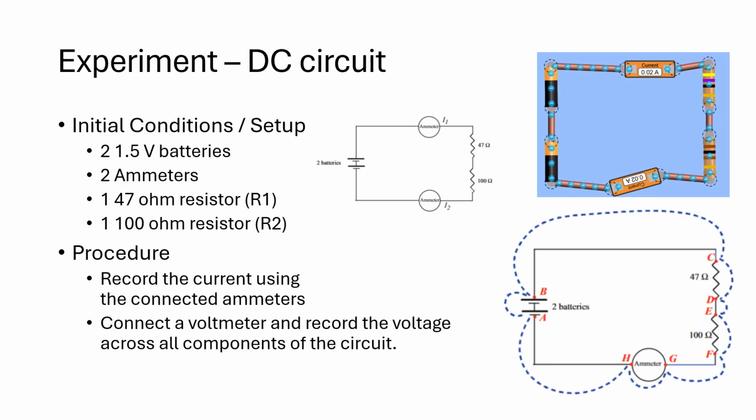So for the DC circuit, we have two 1.5 volt batteries, two ammeters, one 47 ohm resistor, and one 100 ohm resistor. The procedure for this experiment is to first measure the current across the ammeters, and then to connect the voltmeter across various components of the circuit and record the voltage.